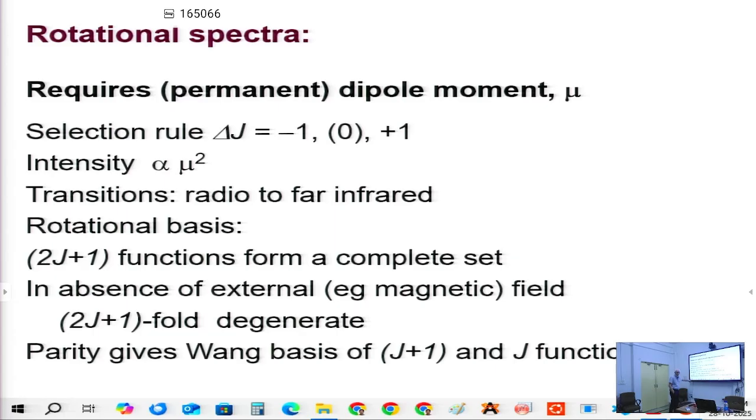There's a parity here, which is by convention called a Wang parity. I assume a gentleman called Wang or a woman called Wang designed this parity. Basically, it splits the basis into J plus 1 functions and J functions, and they're the odd and even functions that we talked about already with atoms this morning. So if you're actually addressing a problem, you don't even need to do 2J plus 1. You do one problem with J plus 1 and one problem with J, and that will solve it.